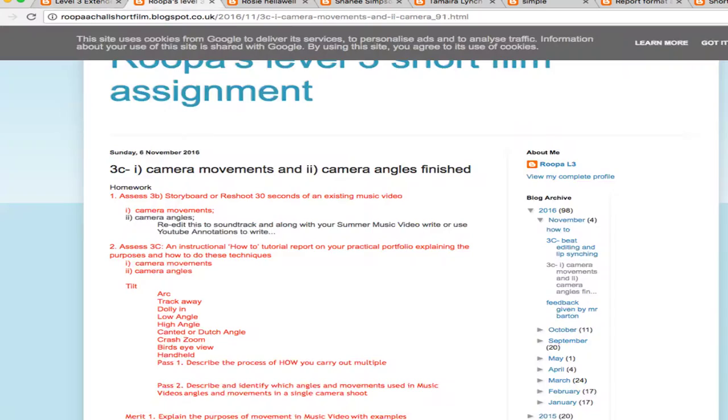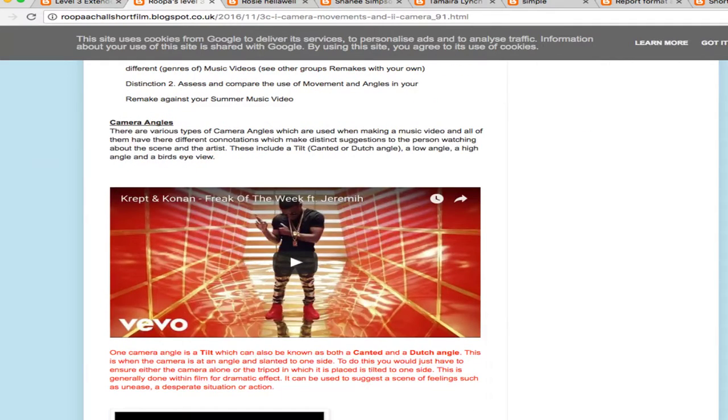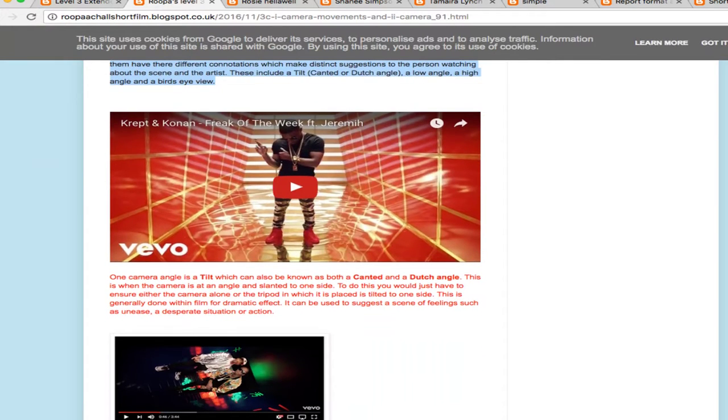Okay, so let's look at how this is so far. If we start off here, then we've got your camera angles. You give me an introduction here as to camera angles. Now a tilt is not an angle. Be very careful with that. A tilt isn't actually a movement. It is also not known as a Dutch or canted angle. They are completely different things. So unfortunately I wouldn't be able to give you a pass for that because it's incorrect information.